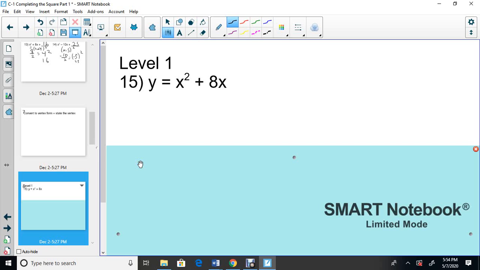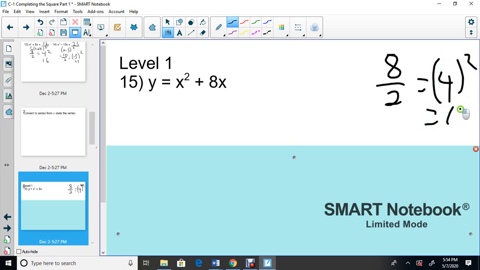So what we're going to do is take the 8, write it somewhere on the side, divide it by 2, and we get 4. And you can do this on another piece of paper and square it. So we get 16. Okay, so here's what we're going to do now.